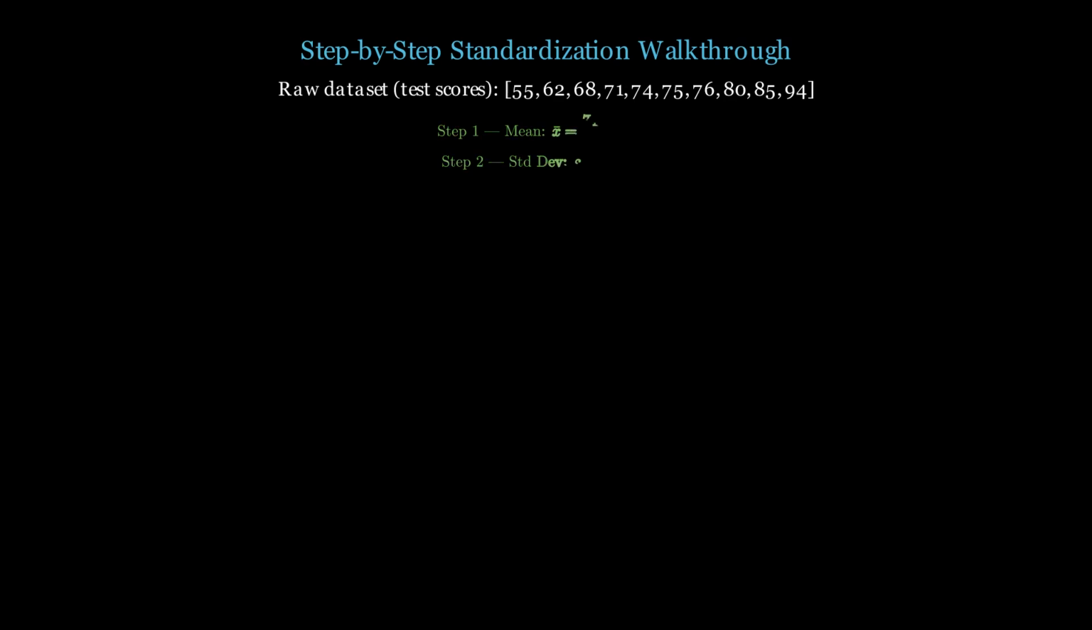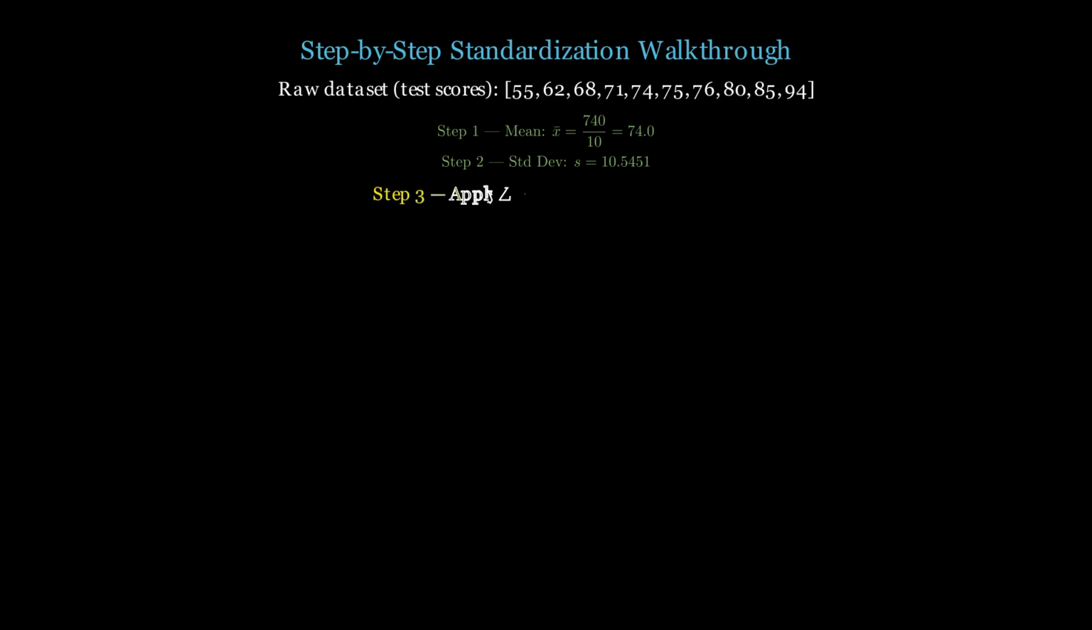Let's standardize a complete dataset step by step. Our raw test scores are 55, 62, 68, 71, 74, 75, 76, 80, 85, 94. Step 1. Compute the mean. The sum is 740. Divided by 10 values, giving 74.0.